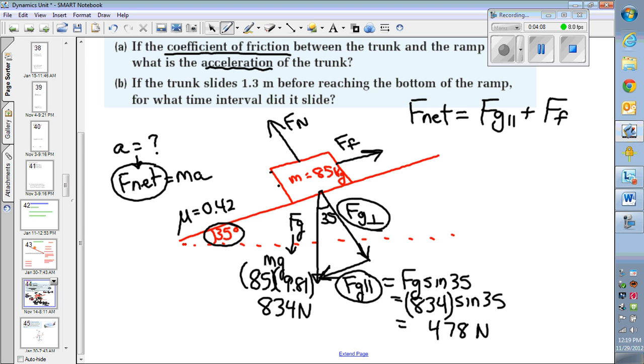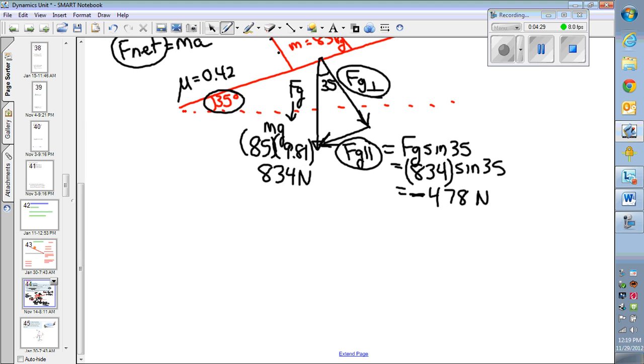So now we know FG parallel is 478. But wait, I need to think of direction. That 478 is down the plane, so I'm going to make it a negative 478, and I'm going to put a negative 478 here. Now I need to figure out friction. The friction, FF, we already know how to get friction. I'll move this around a bit.